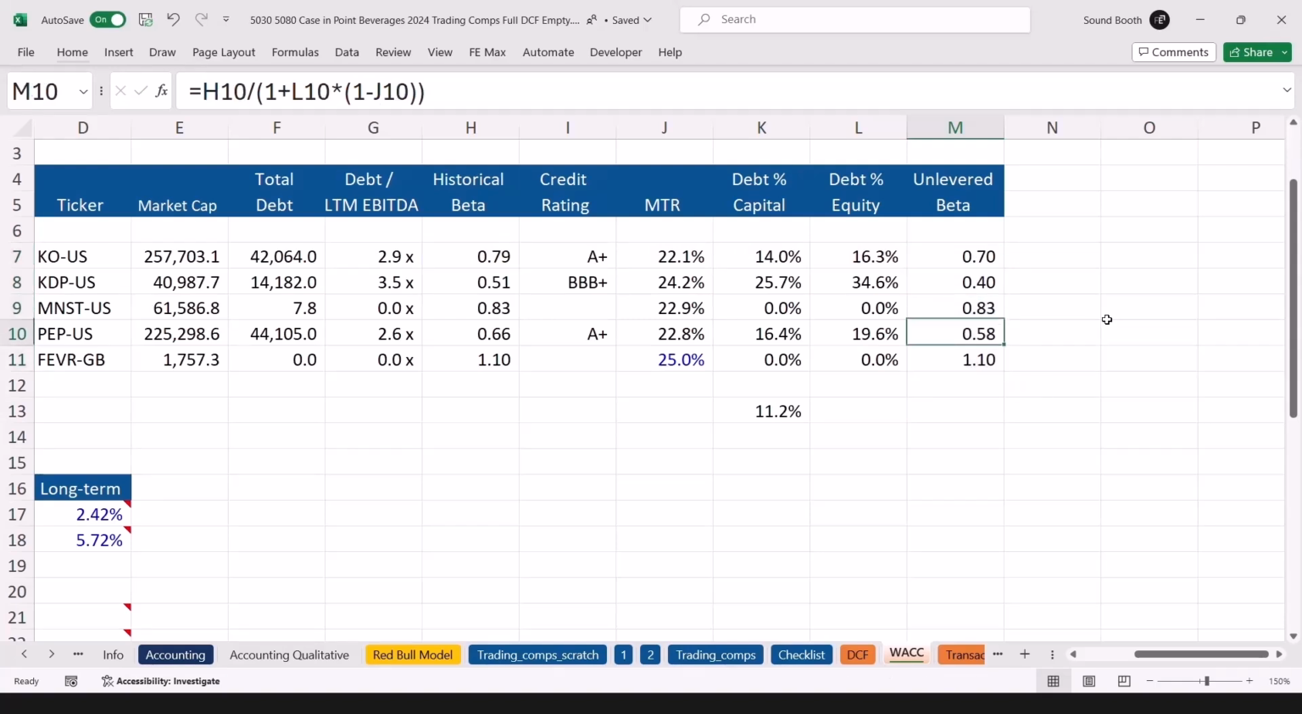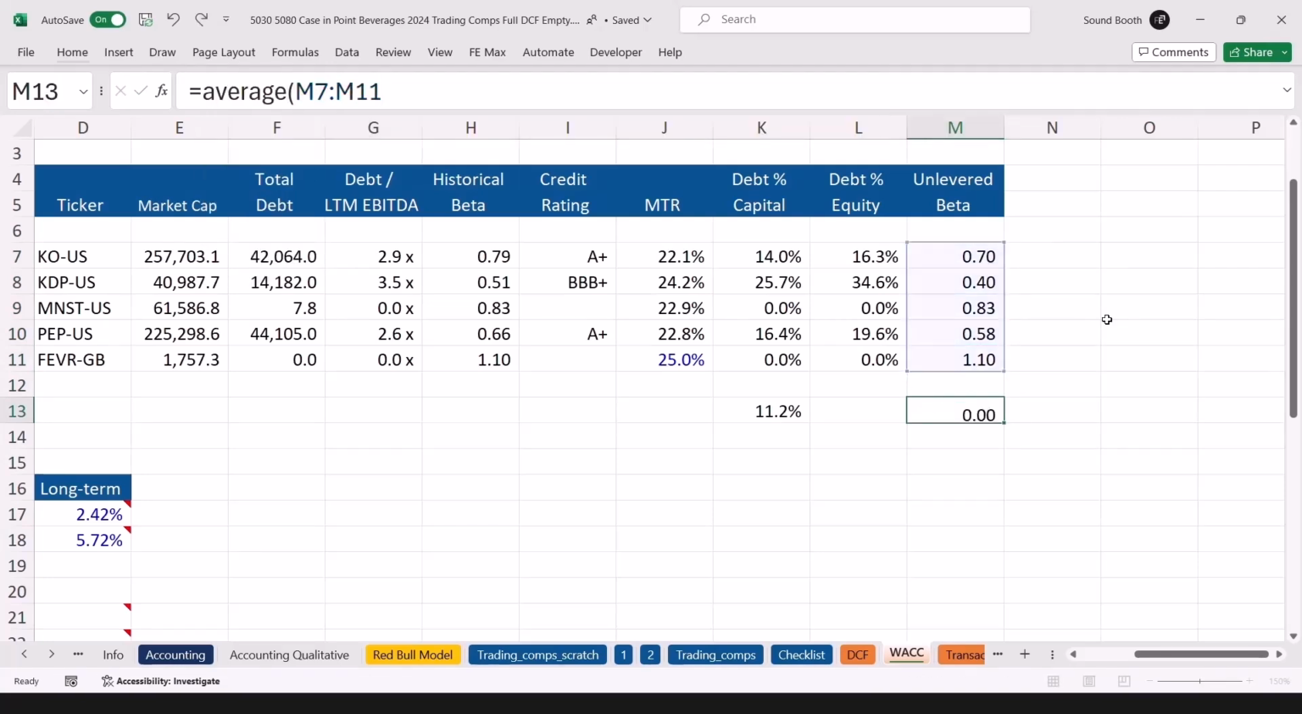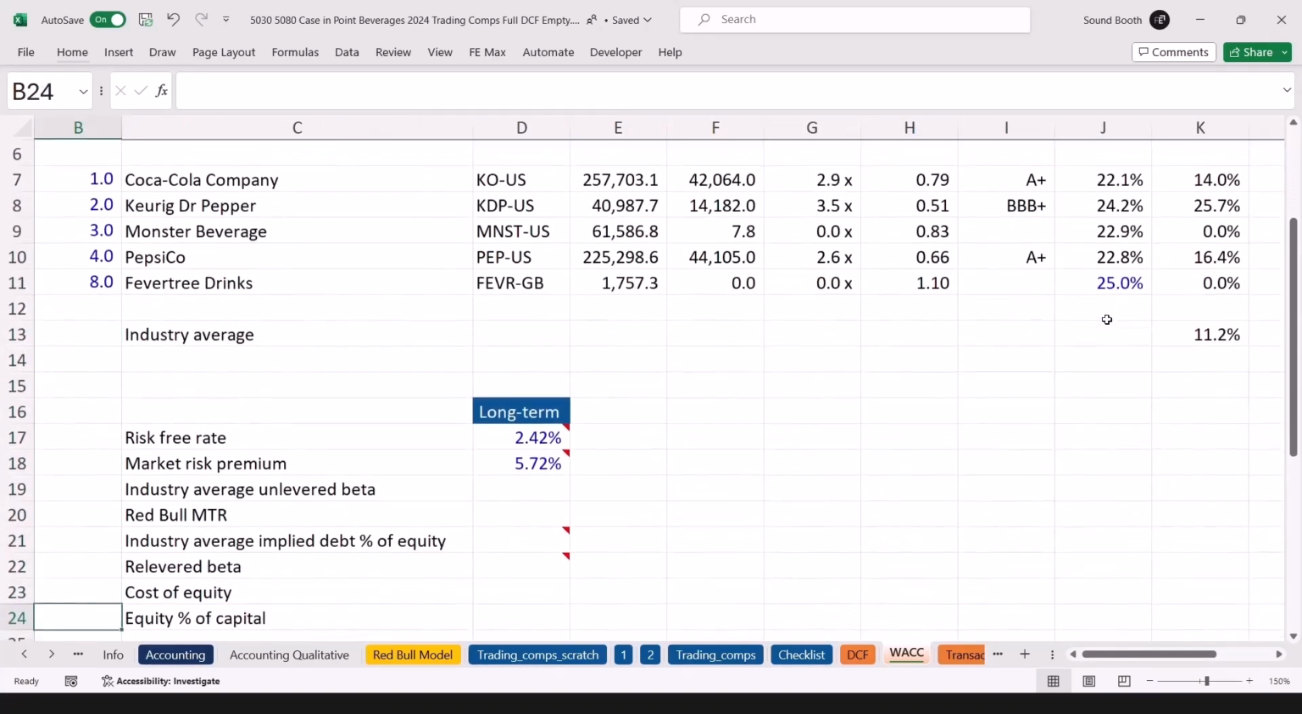And then finally, I can do a quick average calculation for these unlevered betas. So that would be kind of industry beta, or the asset beta, or the unlevered beta. They all mean the same thing. Then what I'm going to do is come down and calculate WACC.